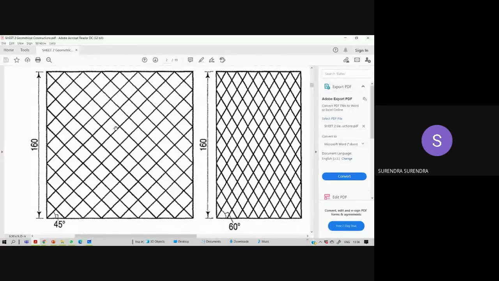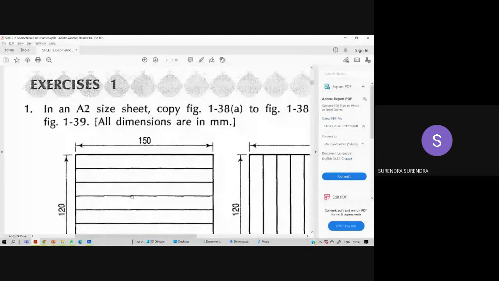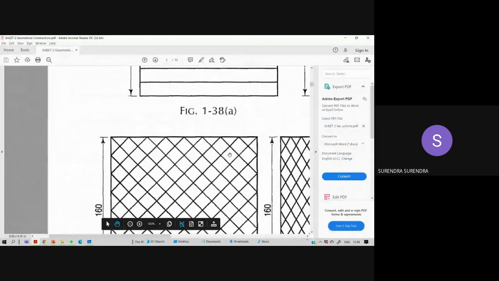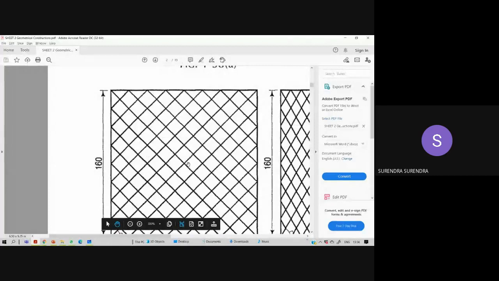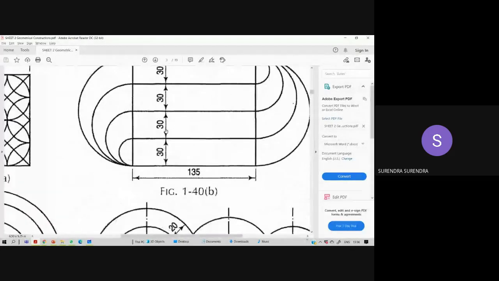So once you draw the first 3 figures, you will feel easy to use the drafter. Next, after completion of these 3 figures, horizontal lines, vertical lines and this box pattern, you also draw these 2 figures.